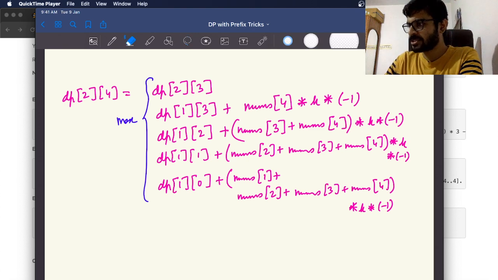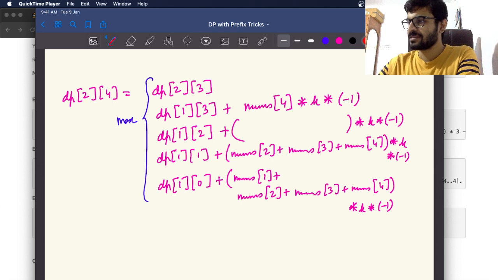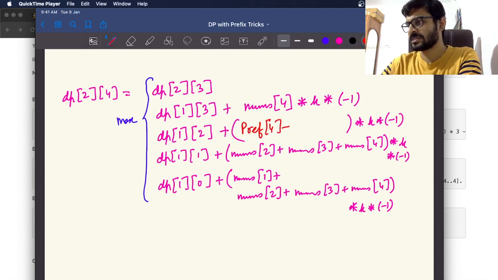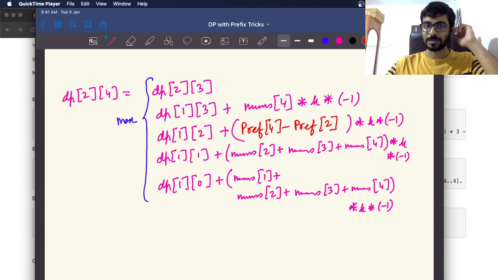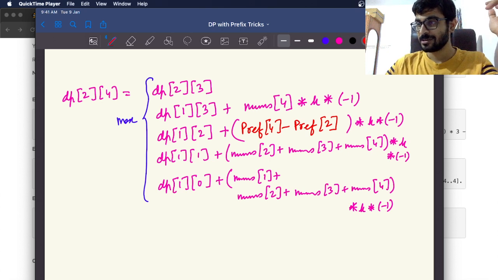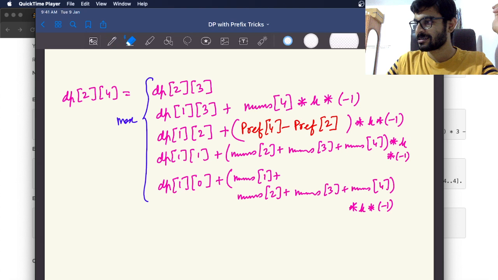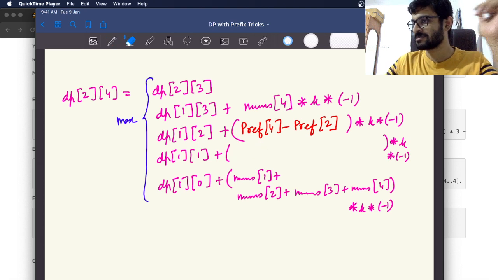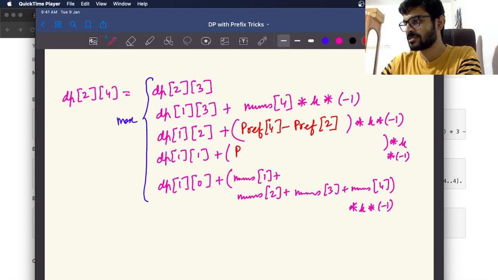So when I say nums 3 plus nums 4, I can write that as the prefix sum of 4 minus prefix sum of 2. Nums 3 plus nums 4, that means sum up to 4 minus sum up to 2. The next one I can say sum up to 4 minus sum up to 1. So prefix sum up to 4 minus prefix sum up to 1.